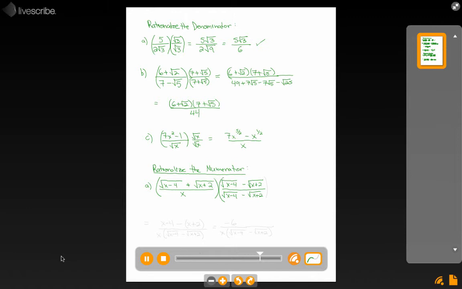And so my denominator is not going to end up looking all that pretty, but let's look and see what happens on the top. Root x minus 4 times root x minus 4 just equals x minus 4. The middle terms will cancel out, and I'll end up with minus square root of x plus 2 times square root of x plus 2 is x plus 2. On the bottom, it's definitely not worth trying to multiply the x through here. Just leave it as x times the square root of x minus 4 minus square root of x plus 2.